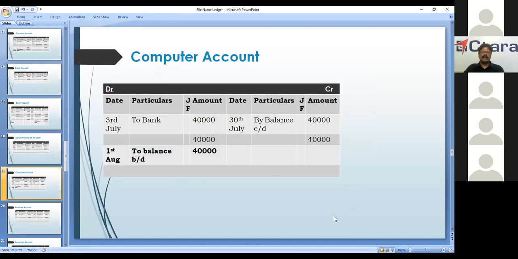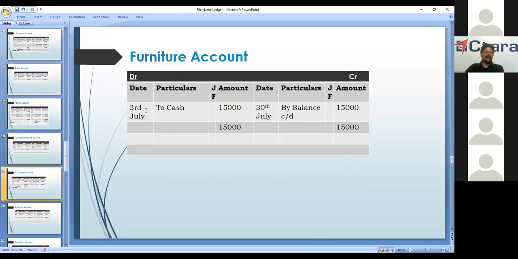Furniture account, right? So we purchased furniture through cash. And the journal entry: furniture account debit to cash. Furniture is a debit item, so on the debit side of the amount, put 15,000. Paid furniture purchased through cash, to cash 15,000. The other side, nothing. We have to balance it.